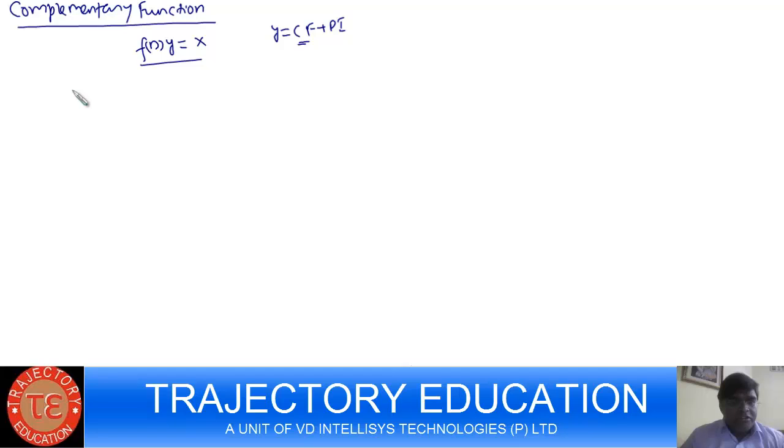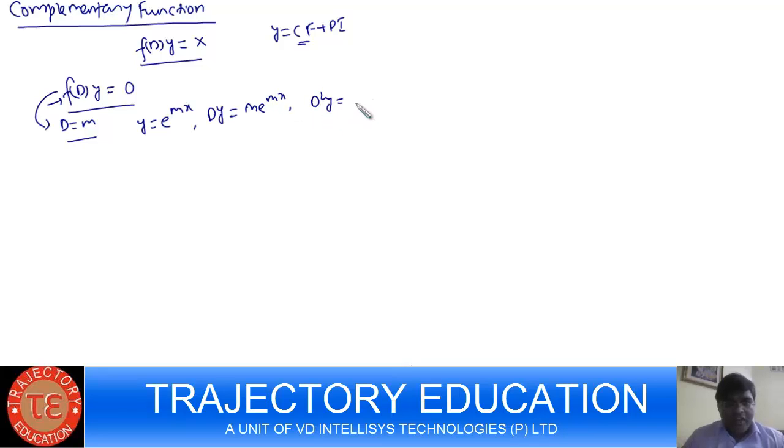So complementary function is the solution of the differential equation f(D)y equal to 0. Now what we do is we replace D with m, or what you can do is you can just put y equal to e to the power mx. Just put y equals to e to the power mx. So your dy is going to be m e to the power mx, d square y is going to be m square e to the power mx.